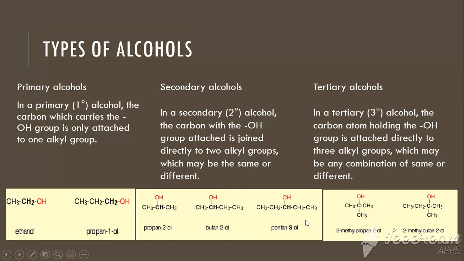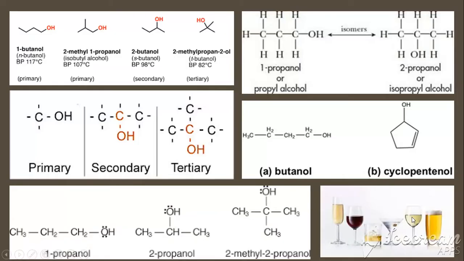And then with tertiary alcohols, the carbon atom holding the OH group is attached directly to three alkyl groups, which may be any combination of the same or different groups. So 2-methyl-propan-2-ol. So here it's attached up here. 2-methyl-butan-2-ol. So again, up here. These are just some examples of alcohols.